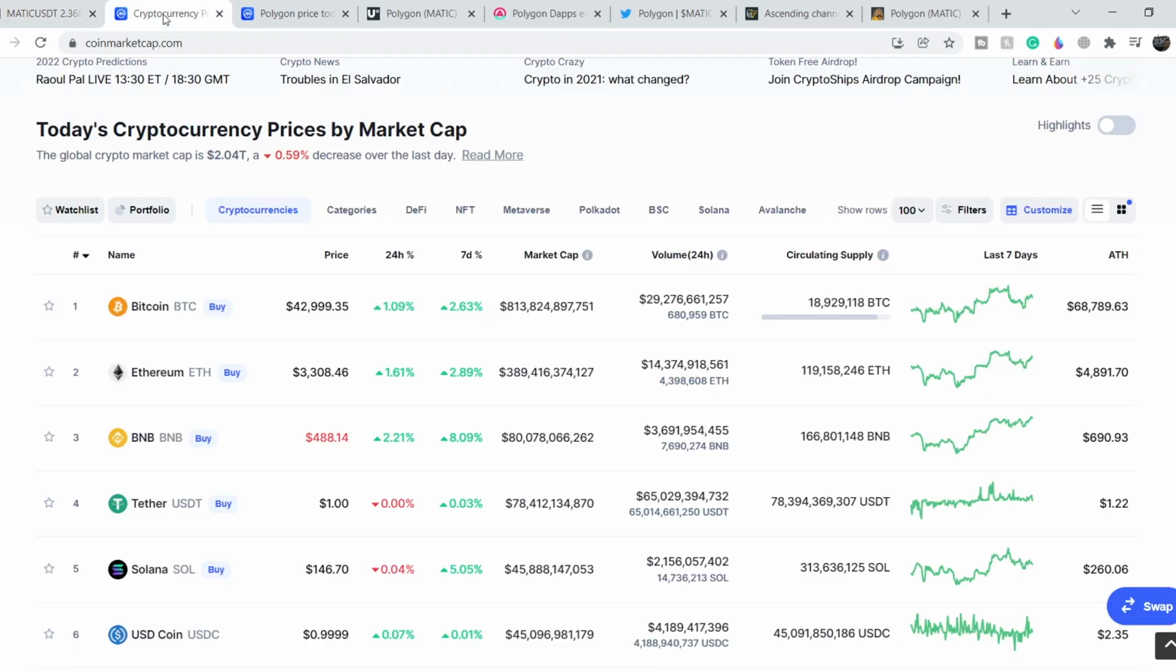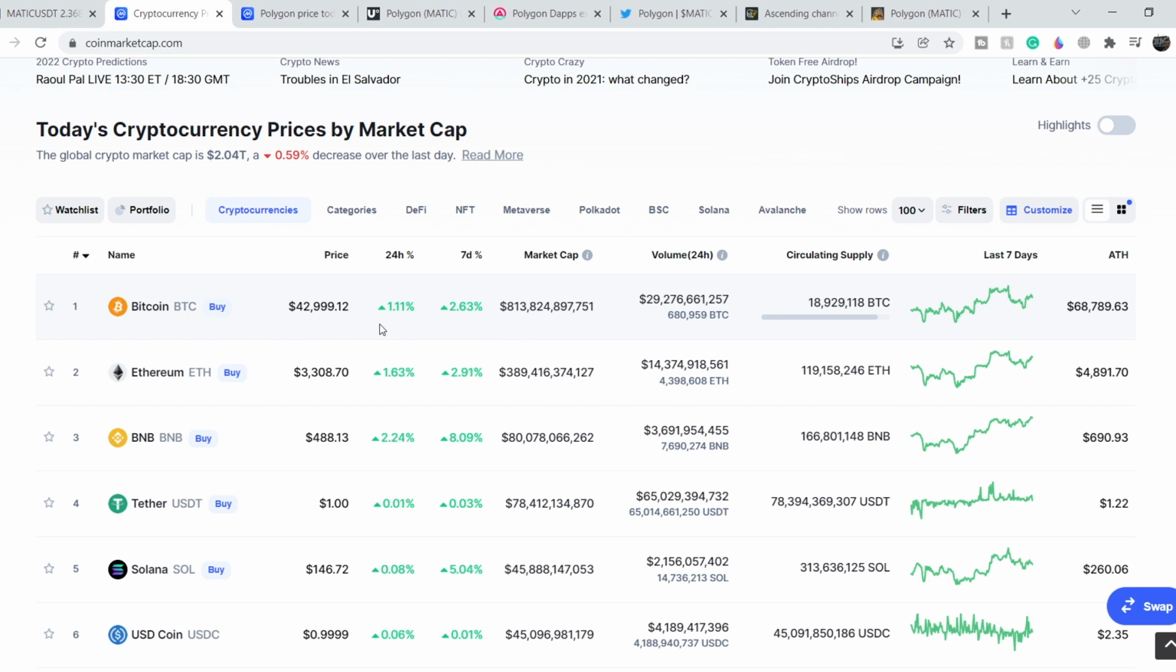First of all, let's start with the total market cap. For now we are sitting at $2.04 trillion of total market cap. It is a 0.59% decrease over the last day, but as you can see, all major cryptocurrencies are in green, and this means I don't think that it is the real number, because the coins with the highest market cap are in green.